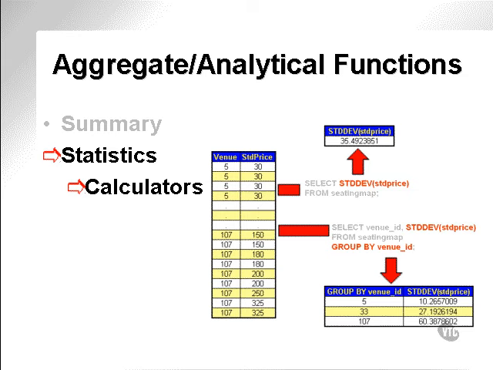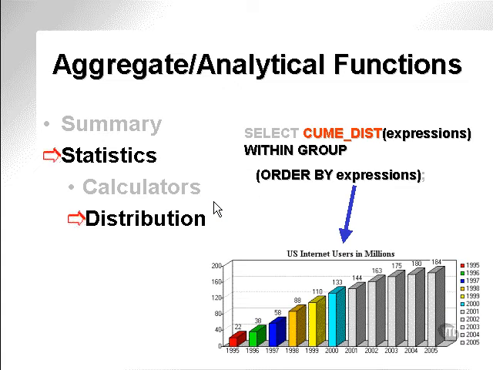Statistics functions. Statistics functions form part of that gray area between aggregate and analytical functions. Statistics functions can really be aggregates or analytical type functions. Here are my 2 standard deviation examples again. I like to break statistics functions up into 2 categories: calculators and distribution functions. The cumulative distribution function is a function which is used to produce information that can be used to draw histograms, for instance, distributions of data.